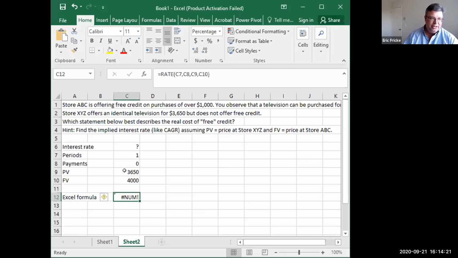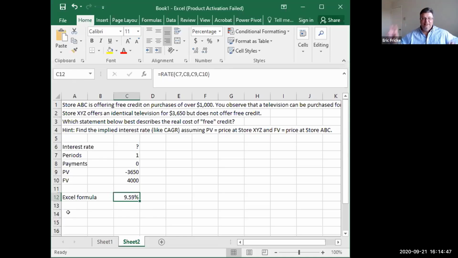So let's go ahead and try that. I'm going to go up here to this PV, put a negative sign, and boom, there it is. Let me increase the, so there's our answer, 9.59%. And so that's the implied interest rate of this free financing.